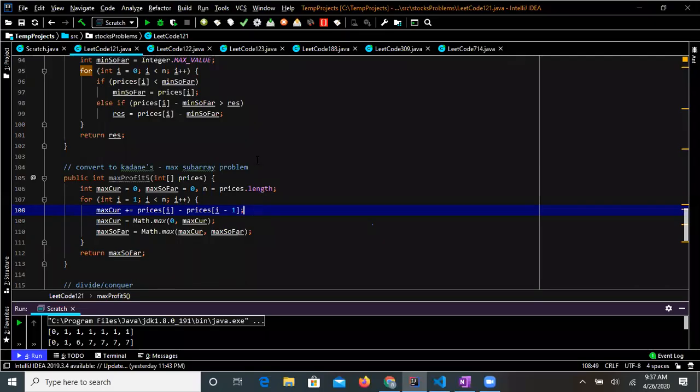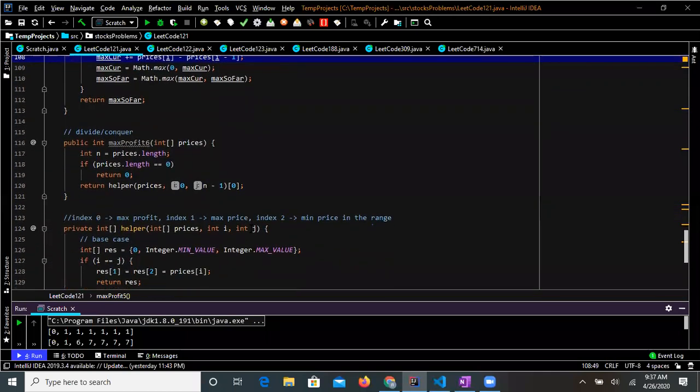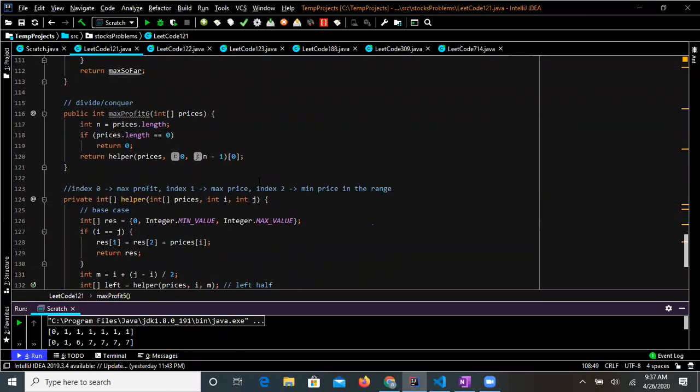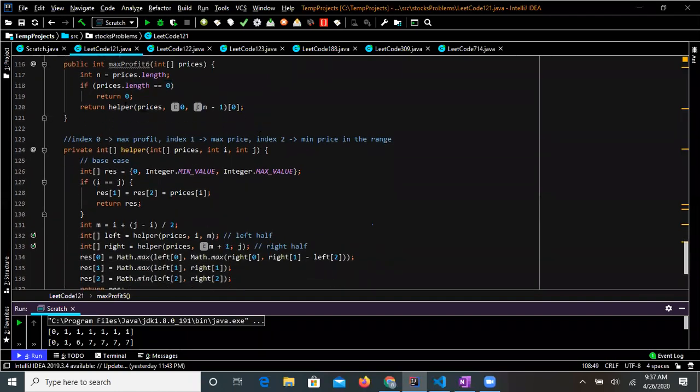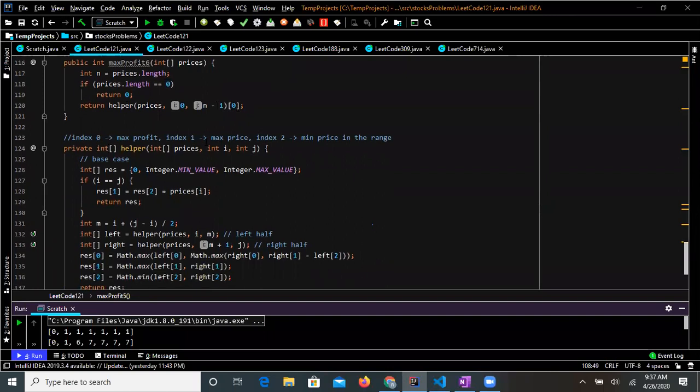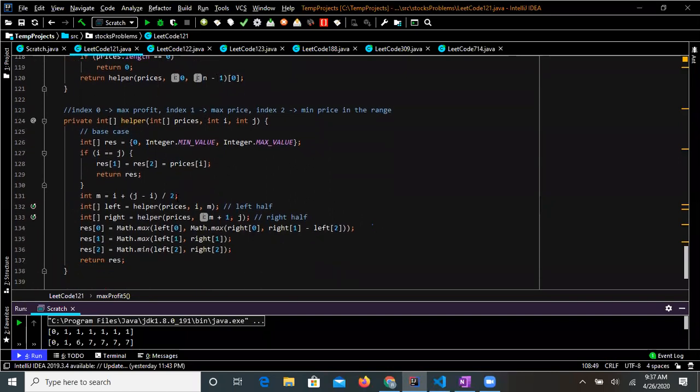And since you guys like code, why not? Here is your code, max profit. You are doing just 0 and -1. There is a helper function, and these are the 3 values we are passing. And we are getting the solution from the left side and right side. We are getting the answer from both sides, and we are creating these 3 values which I just talked about.